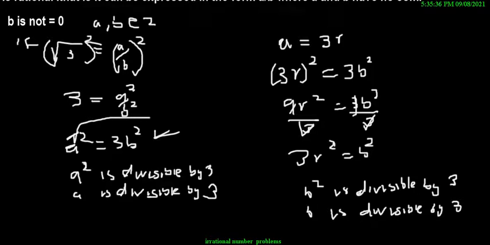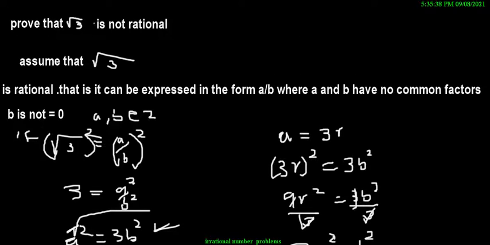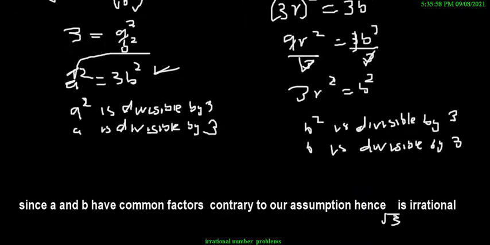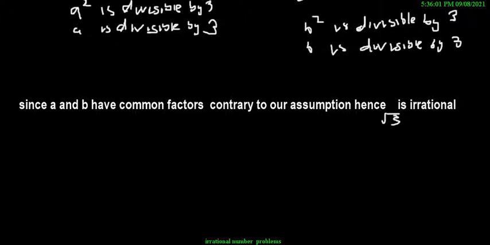So just to show you what we said in our statement: we assume that this is rational, that is, it can be expressed in the form a over b, and a and b have no common factors. But here we found out that they have common factors, meaning our assumption is wrong. So that's it for this question.